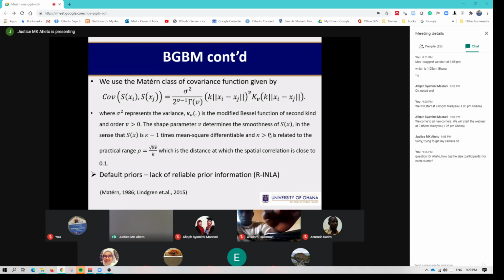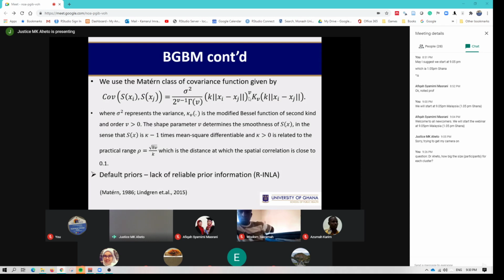The practical range simply, we say that is a distance at which the spatial correlation tends to approach 0. Or in some papers, they'll say that's a distance at which the spatial correlation approaches 0.1, which means we don't expect much variability in the spatial quantity.